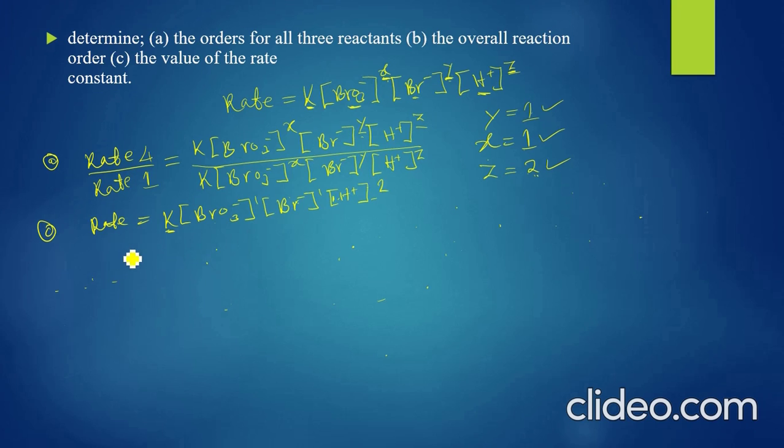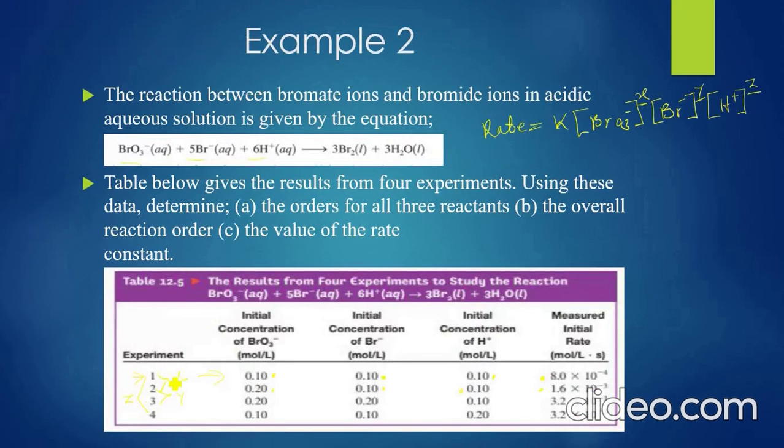So what can you do here? Note that to find the value of the rate constant K, it can be calculated from the results of any of the four experiments in the table given here. You can use the results for experiment 1 to substitute in that rate law, and if you want, you can use the results for experiment 2. You still get the same answer. If you want, you can use 3 and 4. For me, I'm going to use the results for experiment 1.